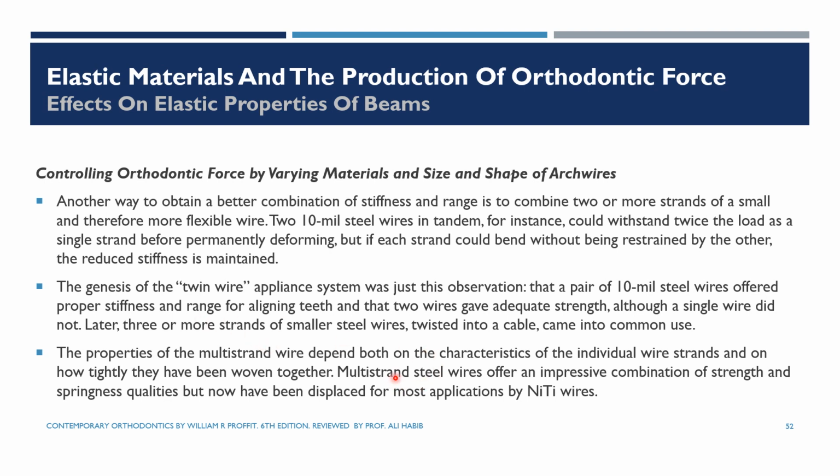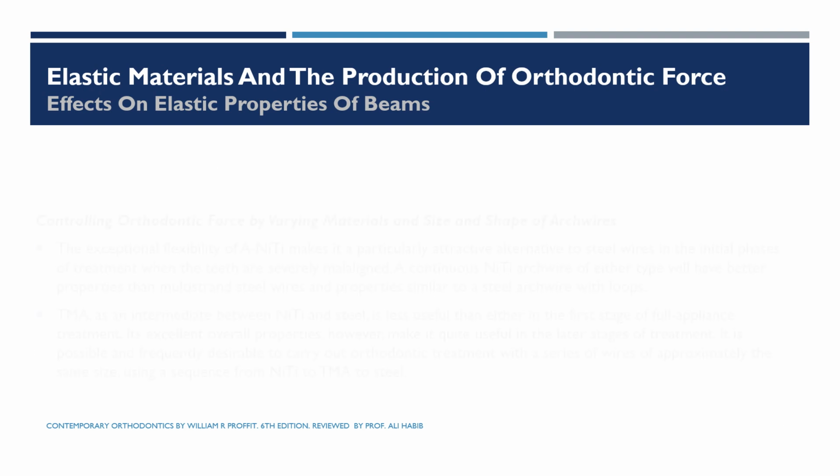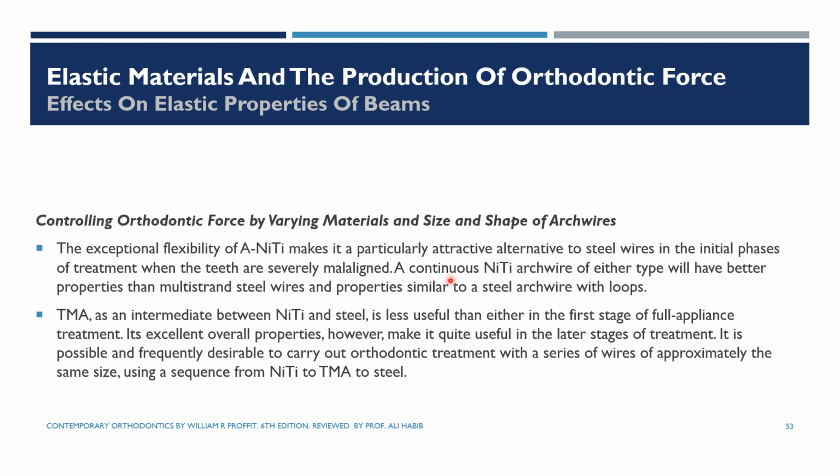And they were designed in several ways with different materials and with different strand diameters, and they had an exceptional combination of strength and springiness, but nowadays they have been displaced for most applications by NiTi wire. If you have this breakthrough wire, the NiTi wire, why should you go and use the twist flex wire or stainless steel with multi loops? So nowadays, for initial aligning or leveling, the best wire to use is the A NiTi wire.